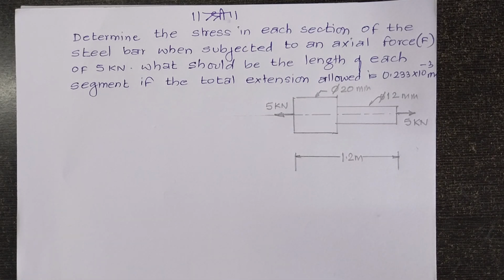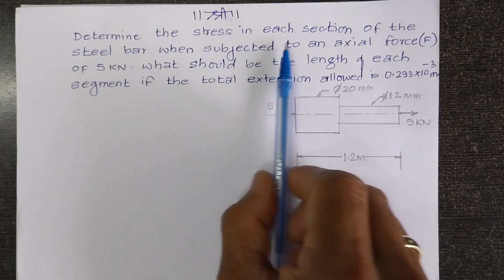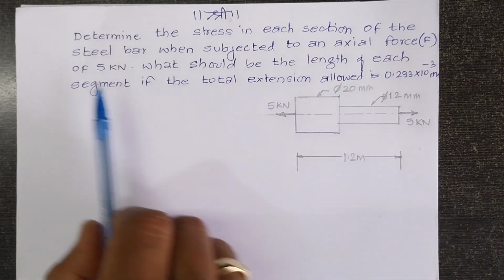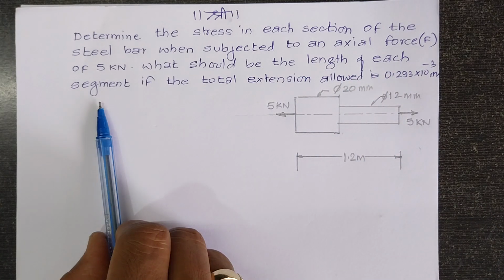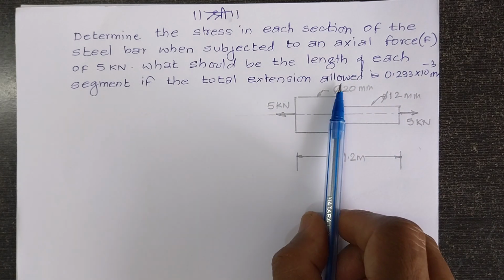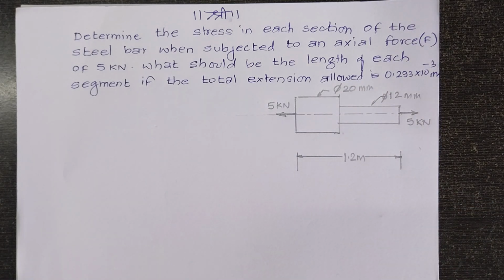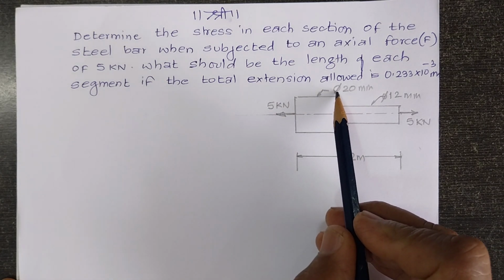We'll try to solve this problem to understand the concept of stress and to learn some calculations on how to do the calculations. So the problem is: determine the stress in each section of the steel bar when subjected to an axial force F of 5 kilonewton. What should be the length of each segment if the total extension allowed is 0.233 into 10 raised to minus 3 meters. Given here is a stepped bar, and since phi is mentioned, this is diameter.